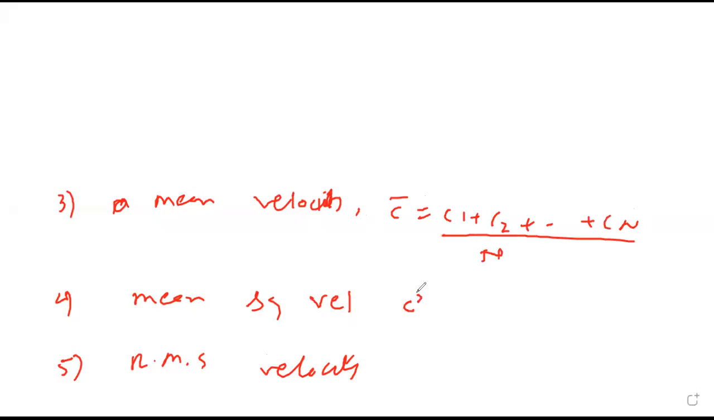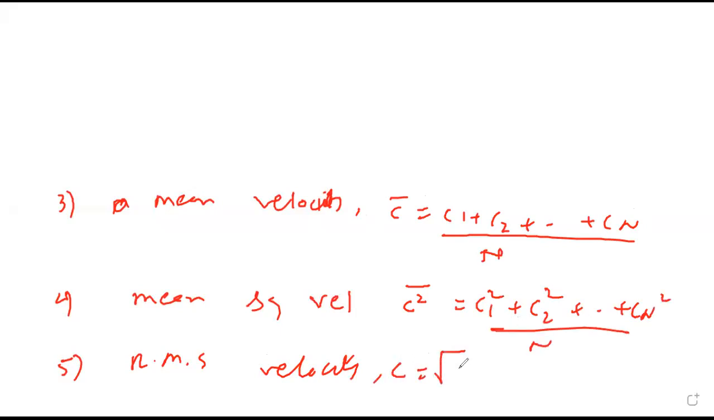Mean square is the average of c square. It is c1 square plus c2 square up to cn square divided by n. RMS velocity is the square root of the mean square, which is the root of c1 square plus c2 square up to cn square divided by n.